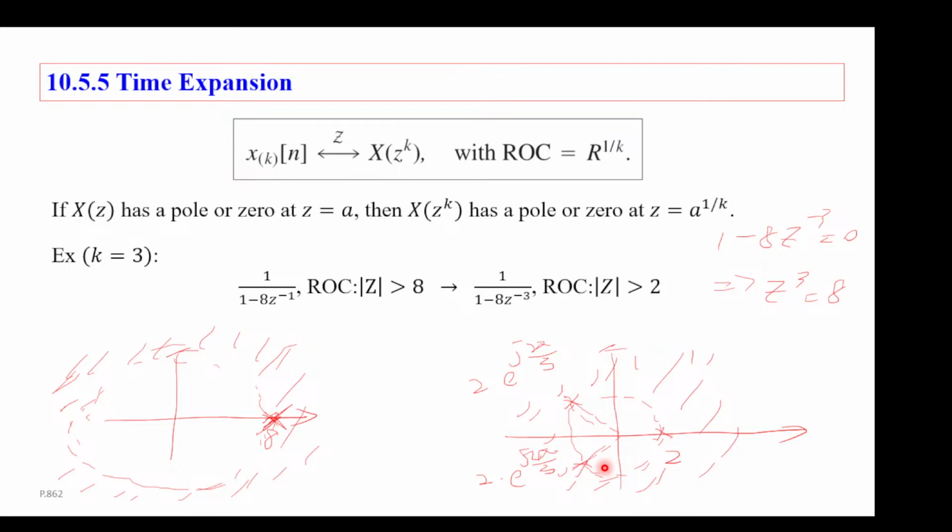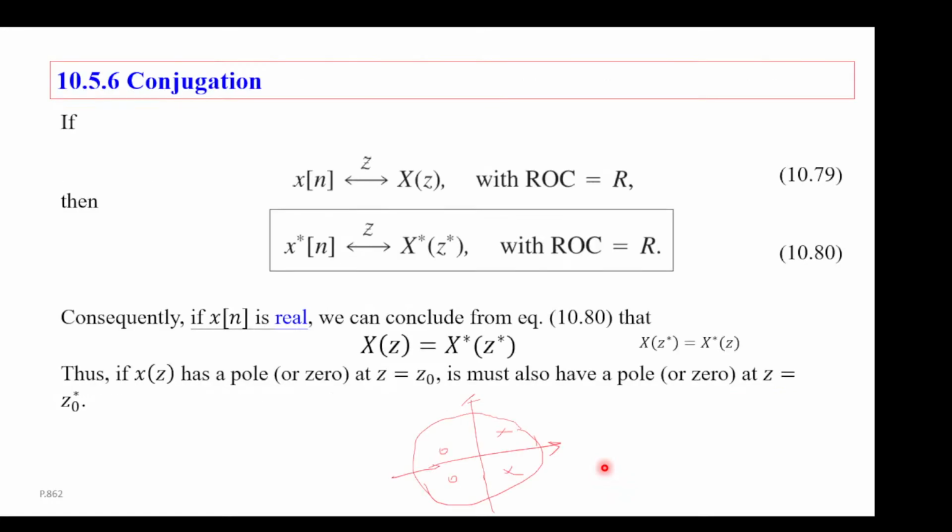Okay, so that's a bit more complicated, the time expansion formula, and then the next one is more familiar, the conjugation, and we skip the derivation here once again. But what happens is that if you do complex conjugation on your time domain, then you will also do complex conjugation on your frequency domain, so x becomes big X star, but you also need to do something extra. You also need to take the complex conjugation on your z, so z also becomes z star.